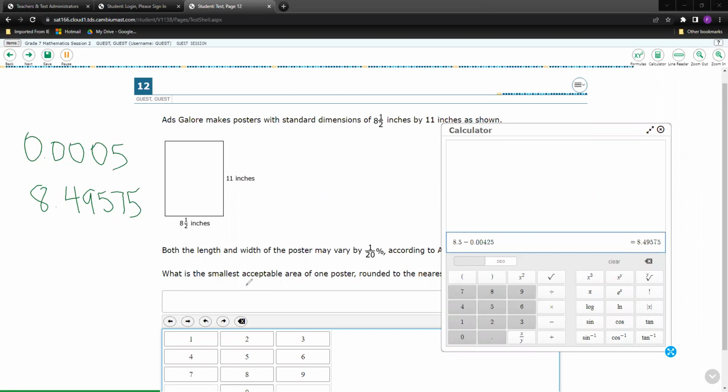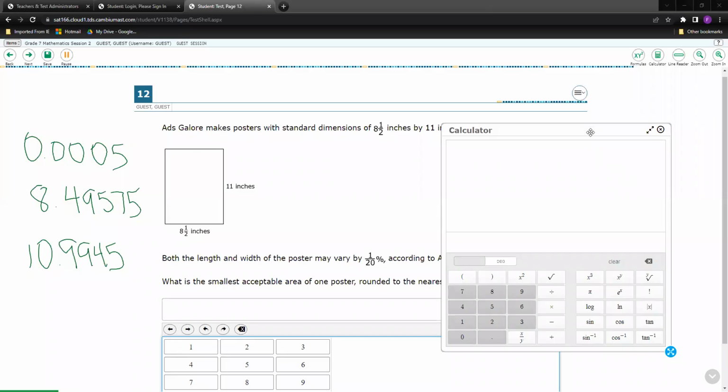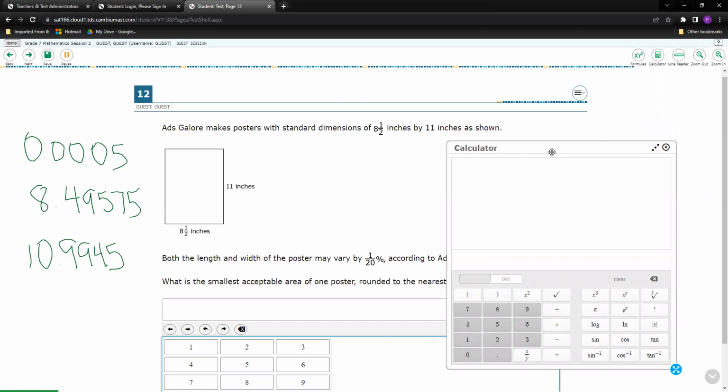That's the amount that 8.5 can be reduced by that percentage. And we're looking for the smallest acceptable area. So let's do the same thing with number 11. I'm gonna pause the video. So I found the calculations for what 11 inches would be reduced. Pretty slim chances there, 10.9945. So to find the area, we'll multiply length times width.